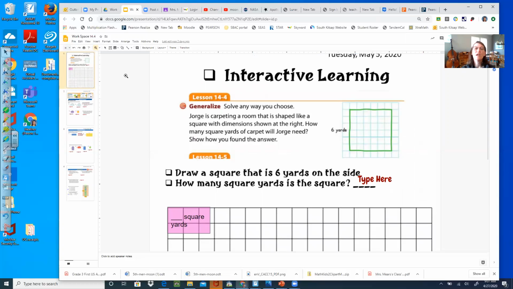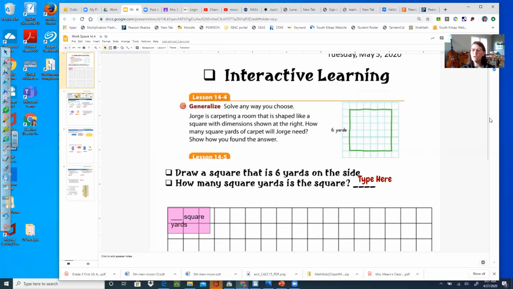George is carpeting a room that is carpeted like a square with dimensions shown at the right. How many square yards of carpet will George need? Show how you found the answer. So I'd like you to pause the video and experiment with this so that it's not just, ooh, Mrs. Mears did it, I'm going to copy her. So pause the video, experiment with it, and then restart the video.